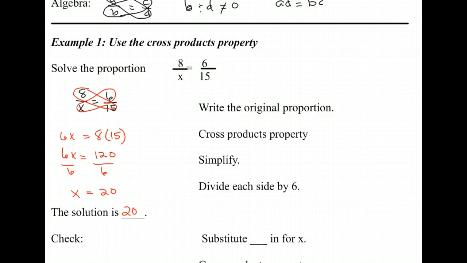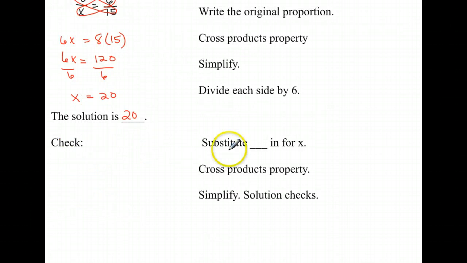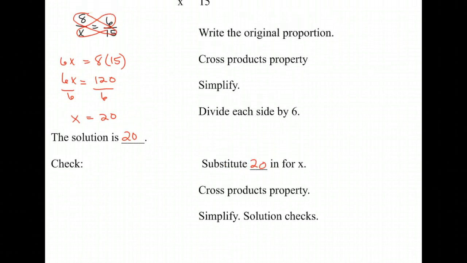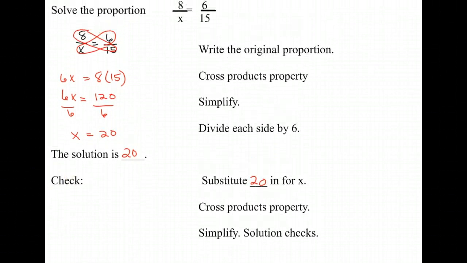To check my work, I'm going to substitute 20 in for x, and let's scroll up so we can pull our original problem. 8 over 20 is equal to 6 over 15. So 6 times 20 should be equal to 8 times 15. And on both sides, I am going to get 120.